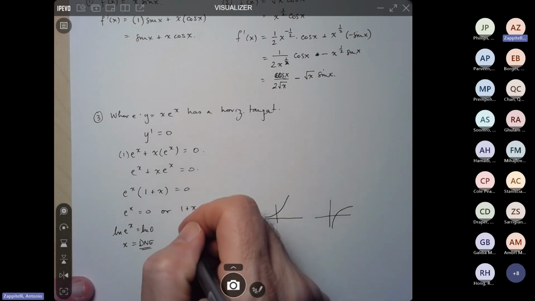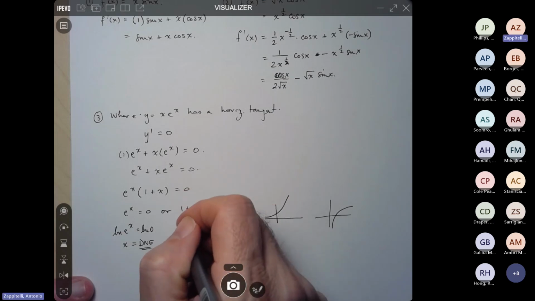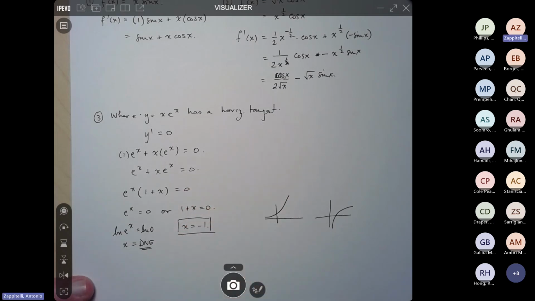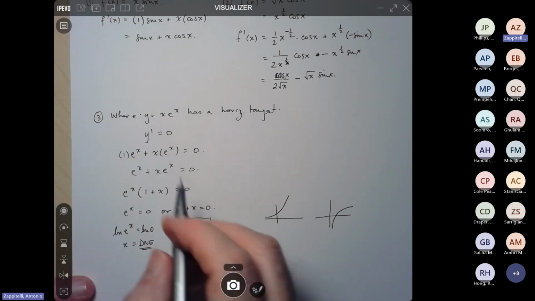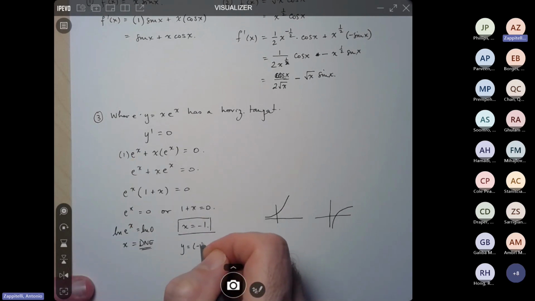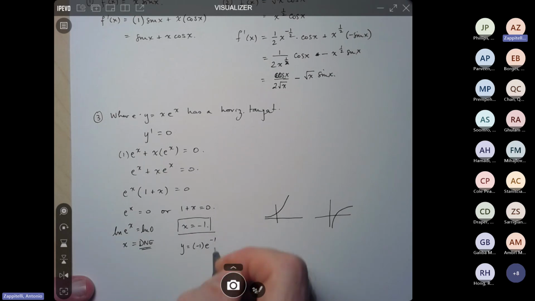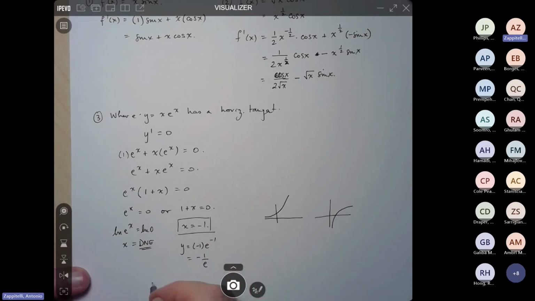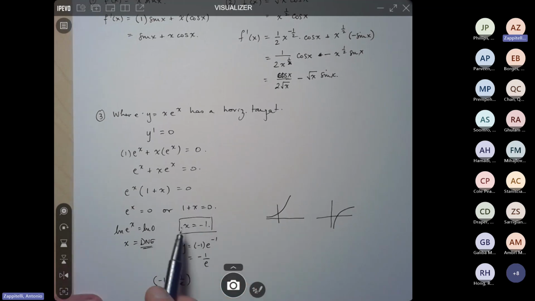So this is the only x value where you have a horizontal tangent. And if you want to find the point, you can just stick it into your equation. So -1 times e to the -1. What does that give me? Well, this will go into the denominator, so -1 over e. So the point would be at -1, -1 over e. This is the only place where this function has a horizontal tangent.